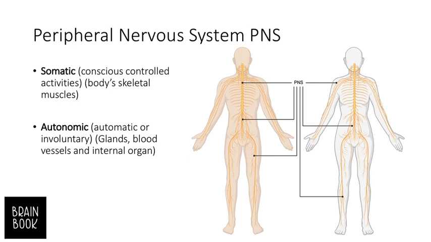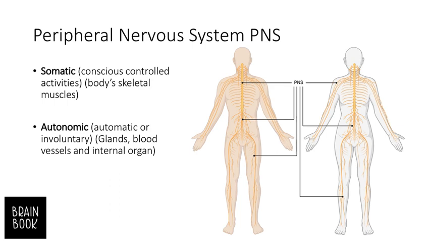And the other one is the autonomic nervous system, which is automatic or involuntary. For example, your body controls your glands, your blood vessels, and internal organs. You cannot influence this kind of nervous system by your consciousness, and it will be done automatically in our body.